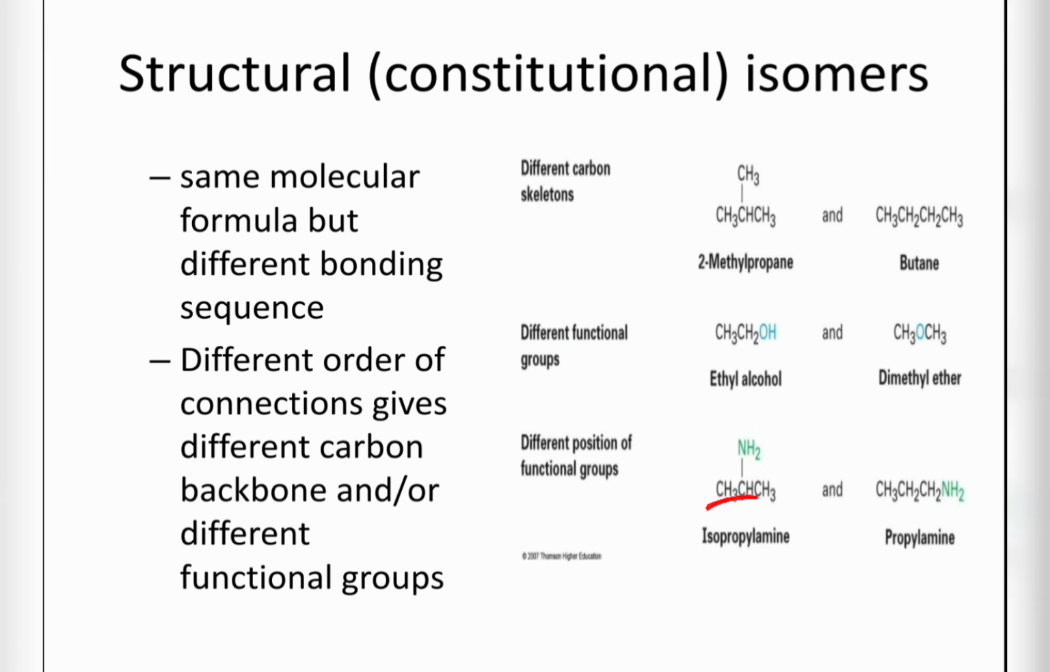One more example is isopropylamine and propylamine. In isopropylamine, you have the propylamine group in the iso position, that is, in branched form. CH3, CH, and you have NH2 on the CH as a branching, and then you have CH3. Whereas in propylamine, it is a straight chain: CH3, CH2, CH2, NH2. Thus, the functional group amine is in different positions. All these three examples are examples of structural isomers.